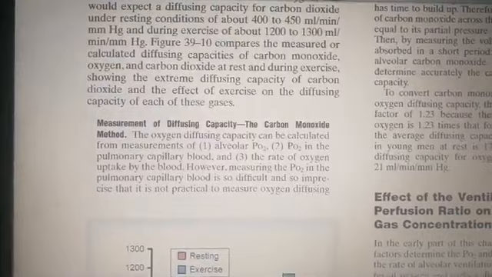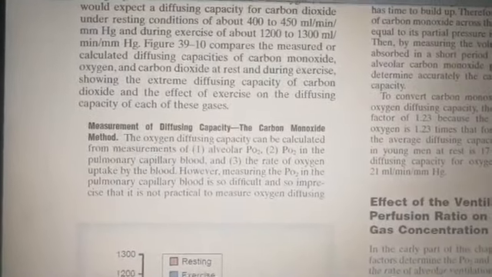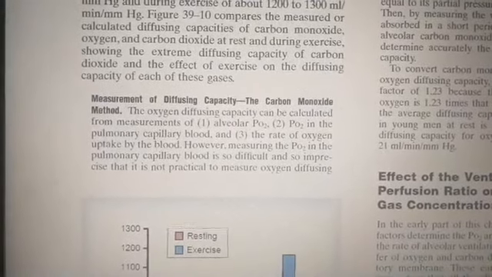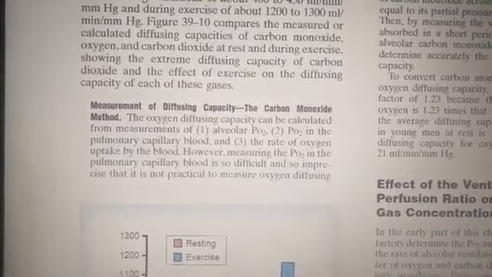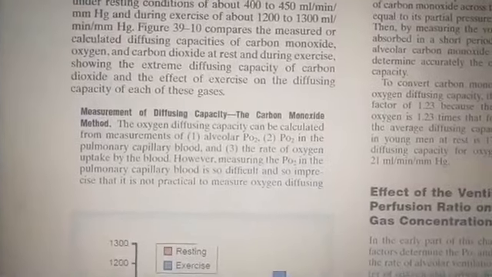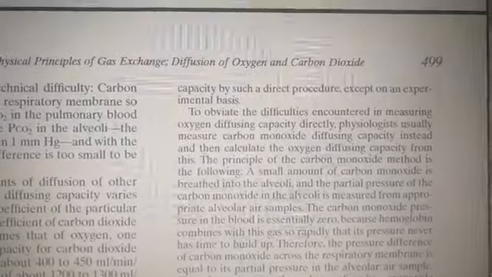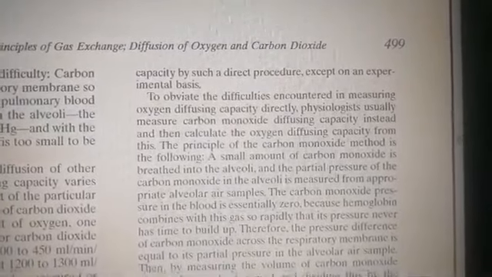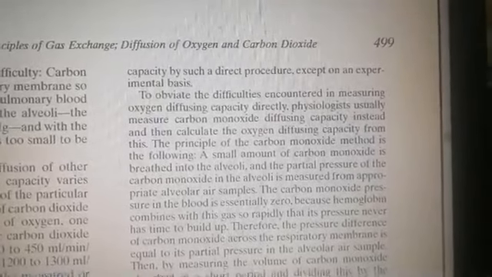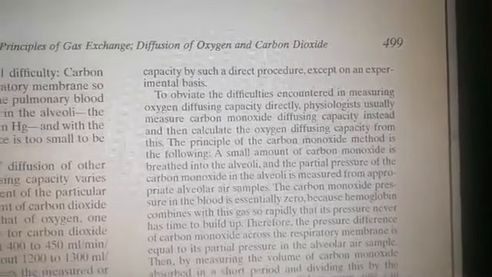So, measurement of diffusing capacity, the carbon monoxide method. The oxygen diffusing capacity can be calculated from measurements of alveolar PO2, the PO2 in the pulmonary capillary bed, and the rate of oxygen uptake by the blood. So, there is a difficulty in measuring the diffusing capacity of oxygen directly. So there is an indirect method by measuring the diffusing capacity of carbon monoxide.